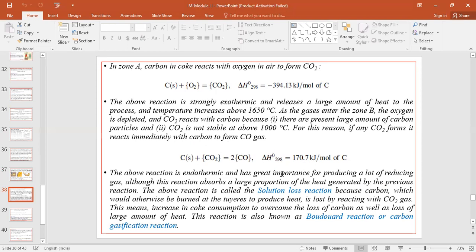You see that this is another reaction where the delta H value is positive. This reaction absorbs a large proportion of the heat generated by the previous reaction. This reaction is also called the solution loss reaction, because the carbon which would otherwise be burned at the tuyeres to produce heat is lost by reacting with CO2 gas. So this means an increase in coke consumption to overcome the loss of carbon as well as the loss of a large amount of heat. This reaction is also called the Boudouard reaction, or we can also call it a carbon gasification reaction.